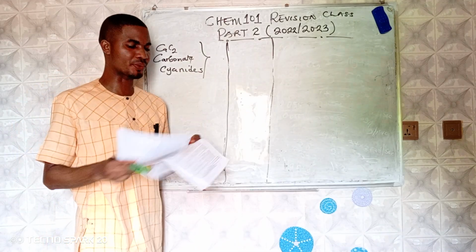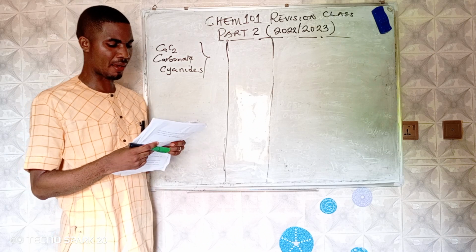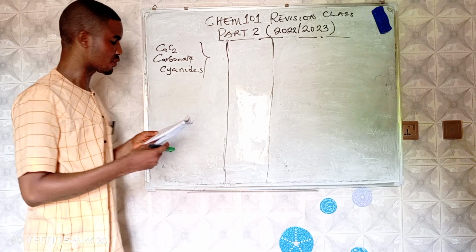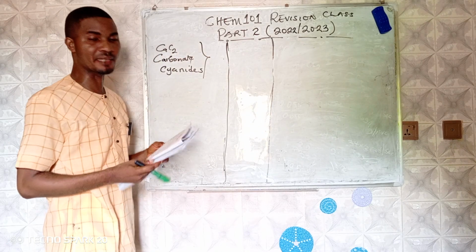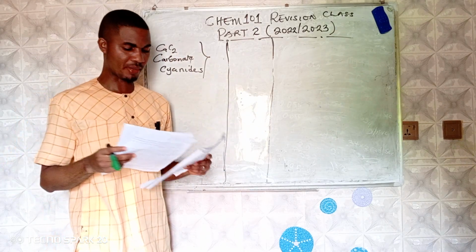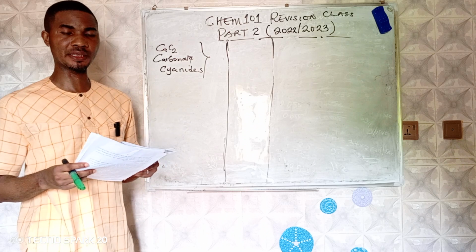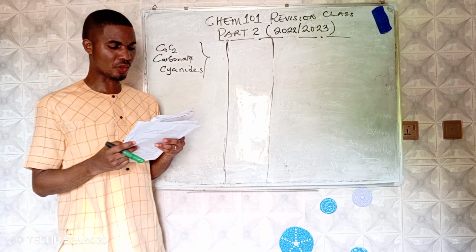Now, if you look at question number 4, option D, you are going to see carbide there, CaC2, which is not a typical organic compound. So it makes that option wrong. Go to question number 5.